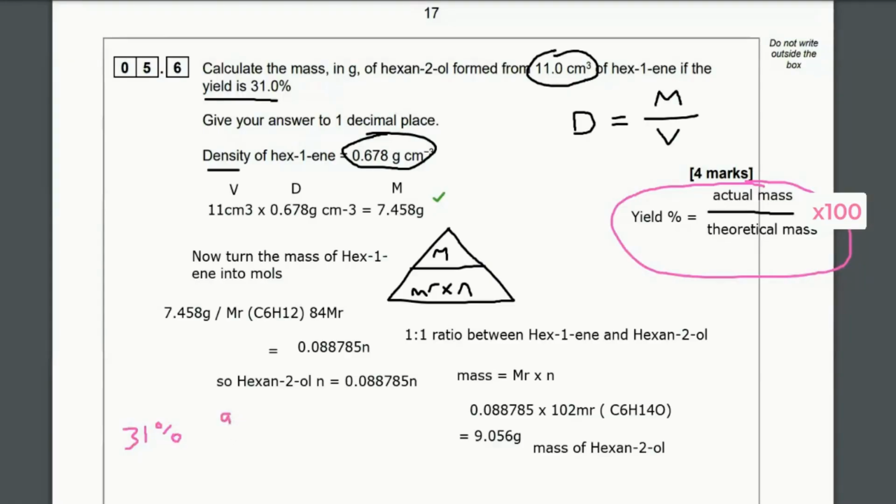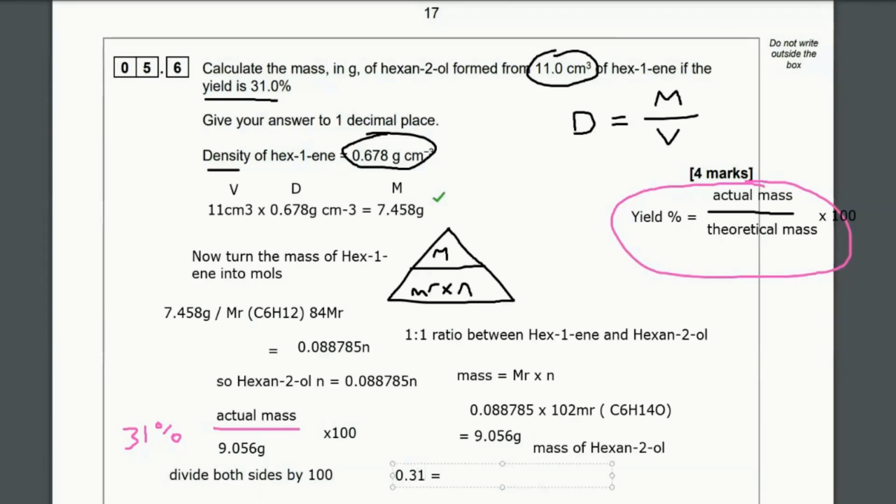So 31% is going to be equal to the actual mass over 9.056 times 100. Of course, you can divide both sides by 100. Personally, when you're timesing by a percentage, you know 31% is 0.31. So we're just going to do 0.31 times the theoretical mass, which is 9.056, and you get your answer, which is the actual mass. So 0.31 times 9.056 grams, you're going to get 2.807 grams.